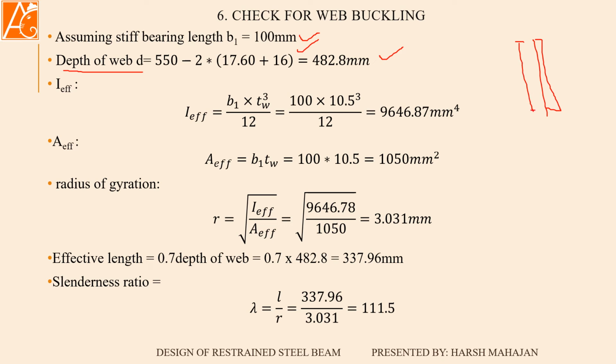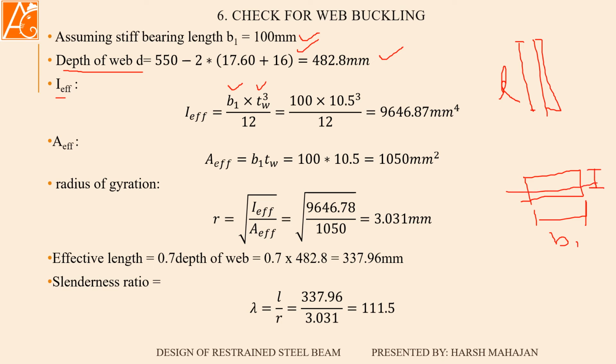Considering the web as a column now, this will be the L. Then I effective: I am considering B1 into thickness. Let's see the cross section like this. This is like B1, and this will be thickness 10.5.